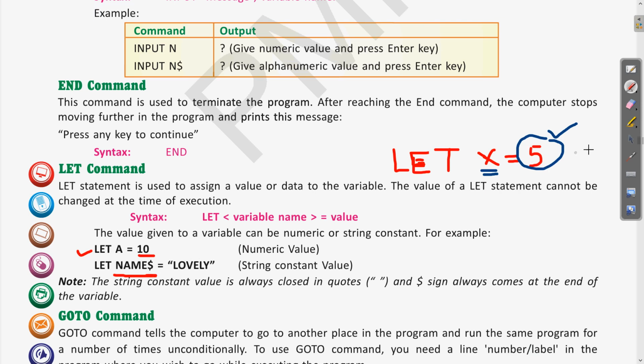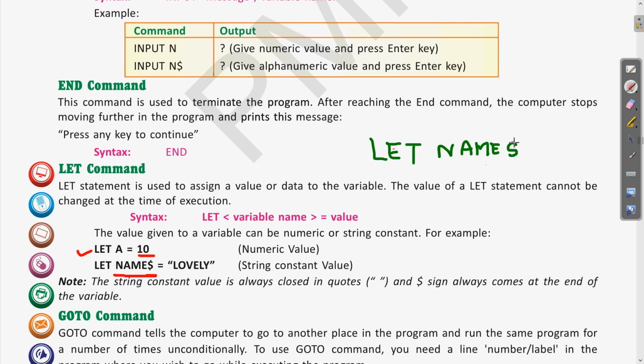So suppose your name is Rohan. What will we write for that? You will have to write let. Okay, let us change the color. If you want to save your name, what will we write? Let name, and with this name we will need to write the dollar symbol. Why? Because this is a string constant which is being saved. So you will write name dollar, then in double quotes you will write Rohan.